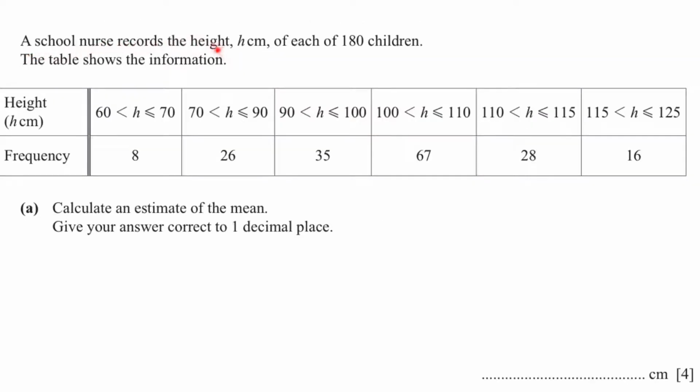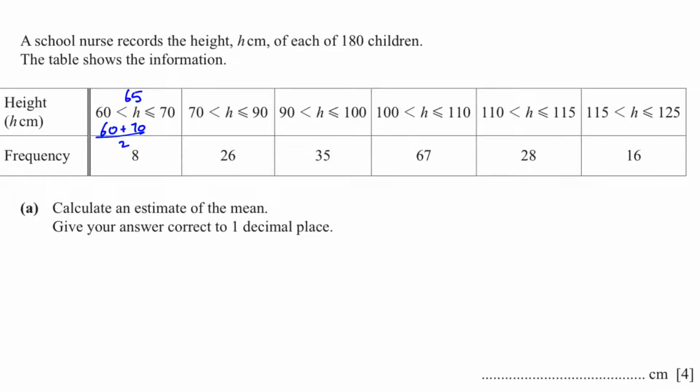A school nurse records the height in centimeters of each of 180 children. The table shows the information. So this is grouped data. Calculate an estimate of the mean. Give your answer correct to one decimal place. For this question, you have to find the midpoint of the class width. To do so, you have to add the two numbers. So 60 plus 70 divided by 2, and you will get 65.